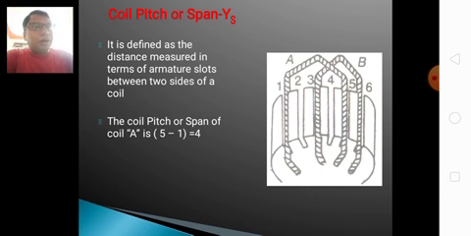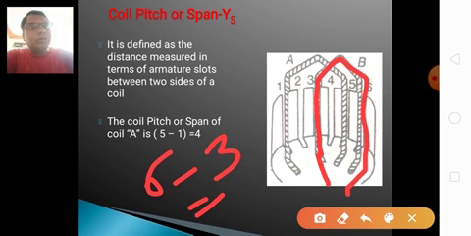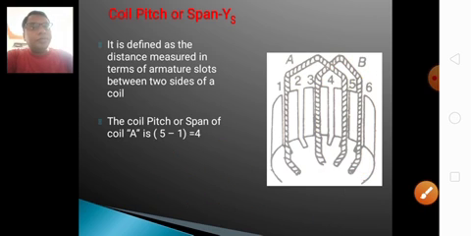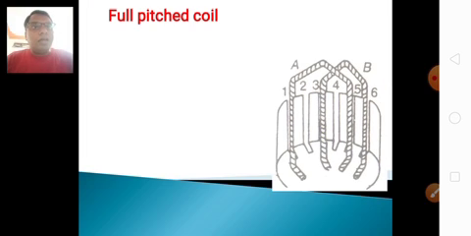Suppose there is another coil, coil B, lying in the third slot and the sixth slot. So what is the coil pitch? The coil pitch is 6 minus 3, so the coil pitch is 3. See here, the span of coil B is 6 minus 3. So this is the coil pitch or span pitch, denoted as YS.